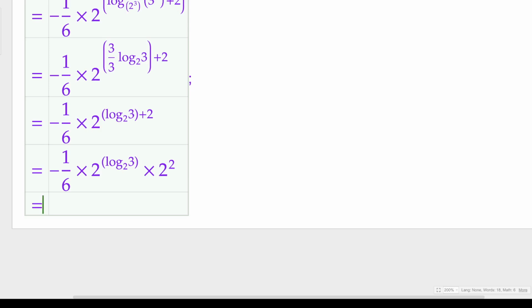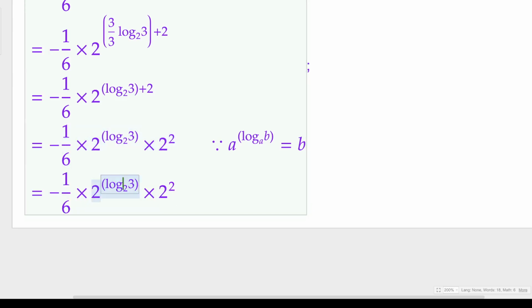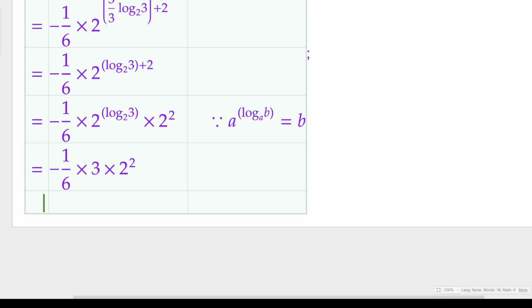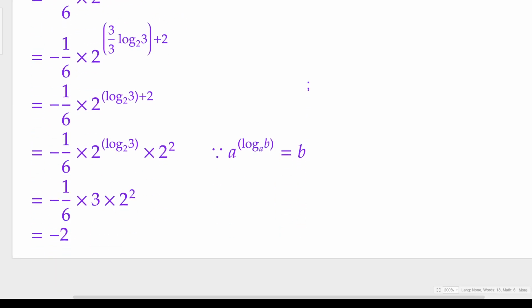Now there is one more logarithmic property which goes like this: if you have a to the power log base a of argument b, this generates the answer b only. So I will be using this property to resolve this one. On resolving this further, this turns out to be 3, and on solving this further we get the answer as negative 2. So for this expression we got the answer negative 2.